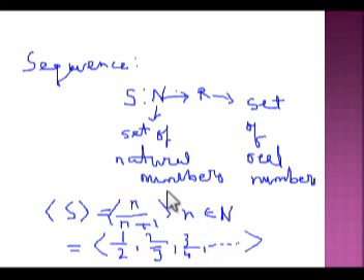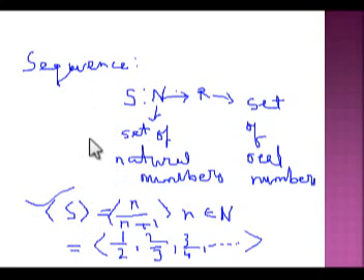So any mapping or function from natural numbers to real numbers is called a sequence, and there must be a definite rule. A mapping must contain a definite rule, so a sequence has a definite rule. This is the definition of a sequence, and I have already given an example.